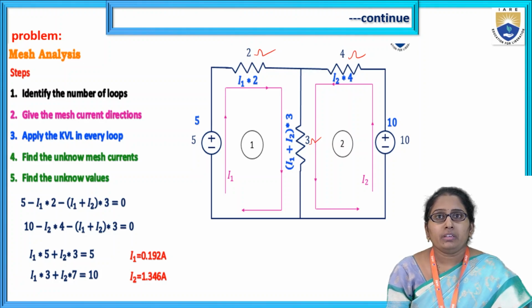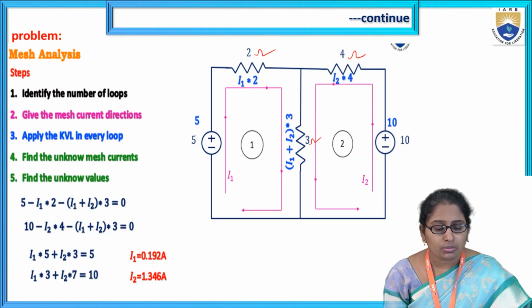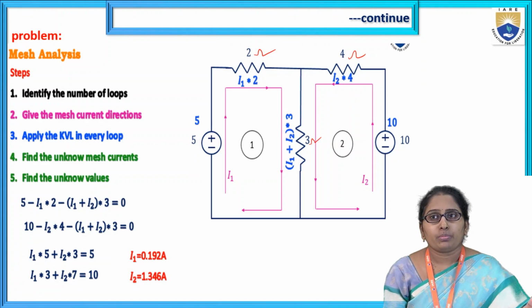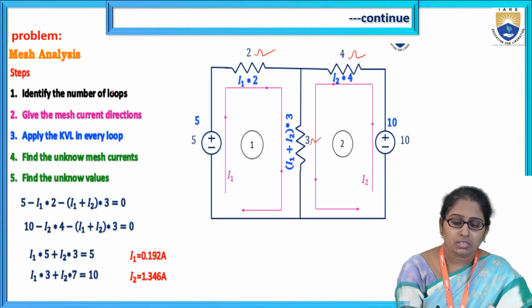Here the steps are mentioned. What are the steps? I already mentioned only two steps in a simple way. Of course, people sometimes write it in terms of 5 steps. So the steps: identify the number of meshes. Loops means meshes.